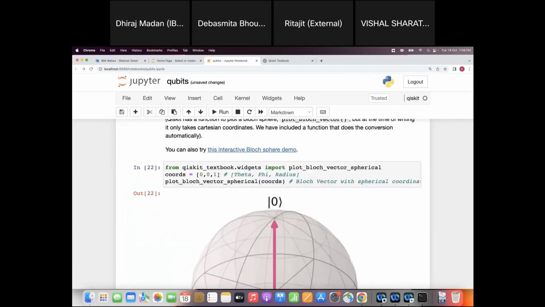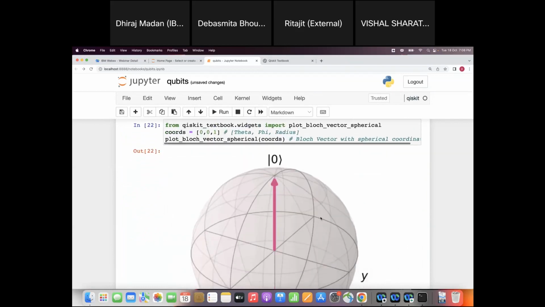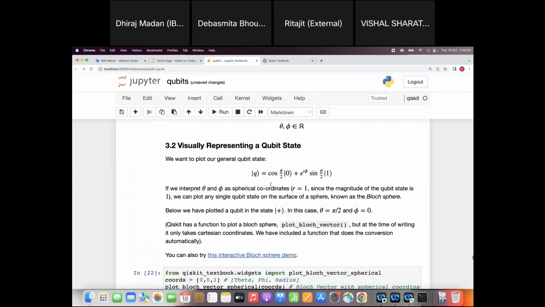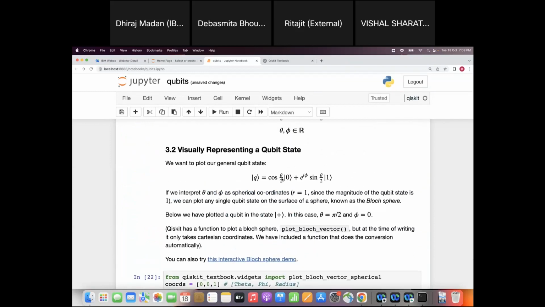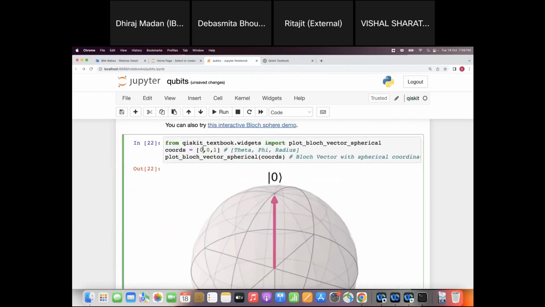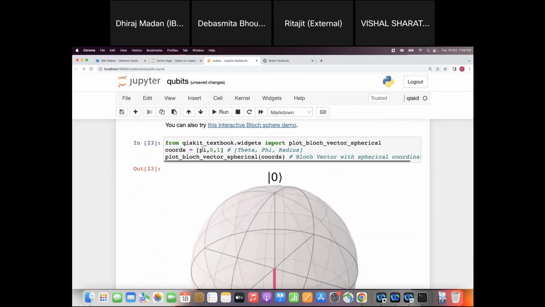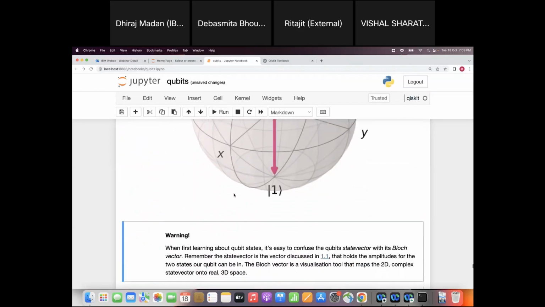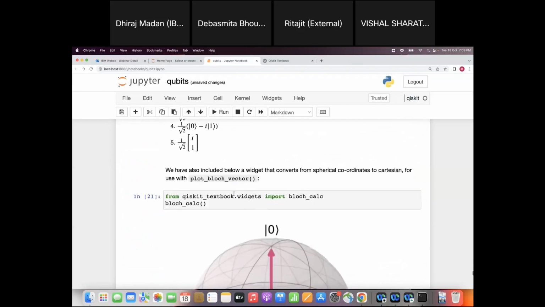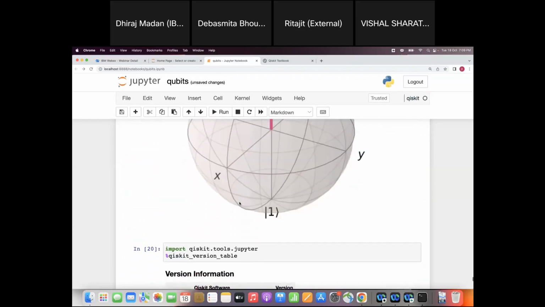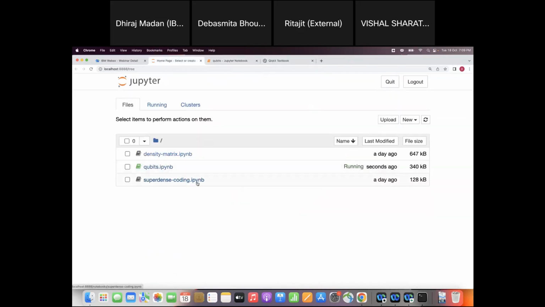Because the radius is 1 in these spherical coordinates, we are always on the surface of the sphere for pure states. So if theta and phi both happen to be 0, cos 0 is 1, and so it will just be ket 0. If I make this angle pi, I'll get ket 1. So just try these, and I'm sure you will be able to try other angles and understand this concept in more detail, right? So any questions about the Bloch sphere part?